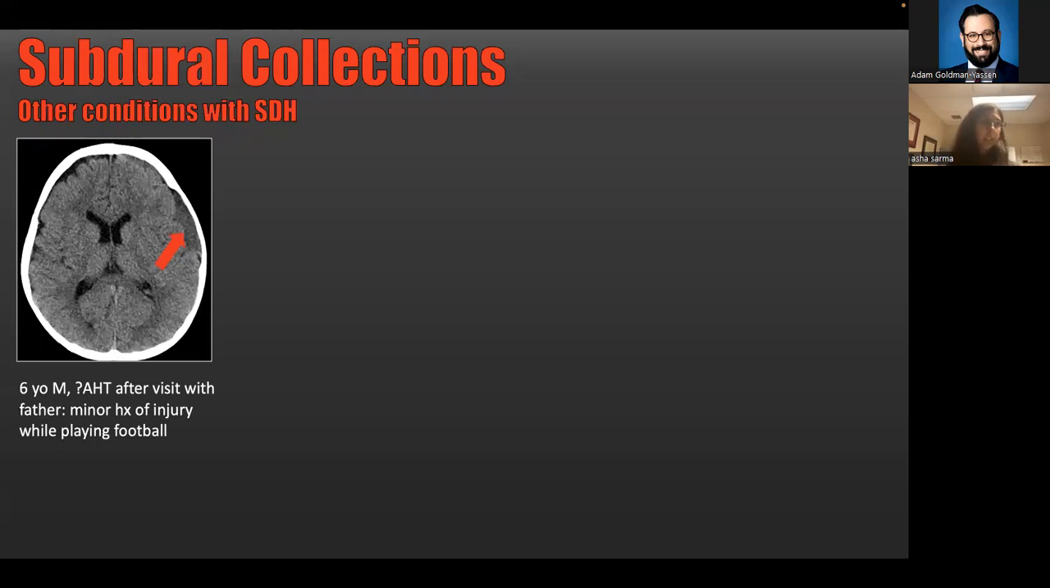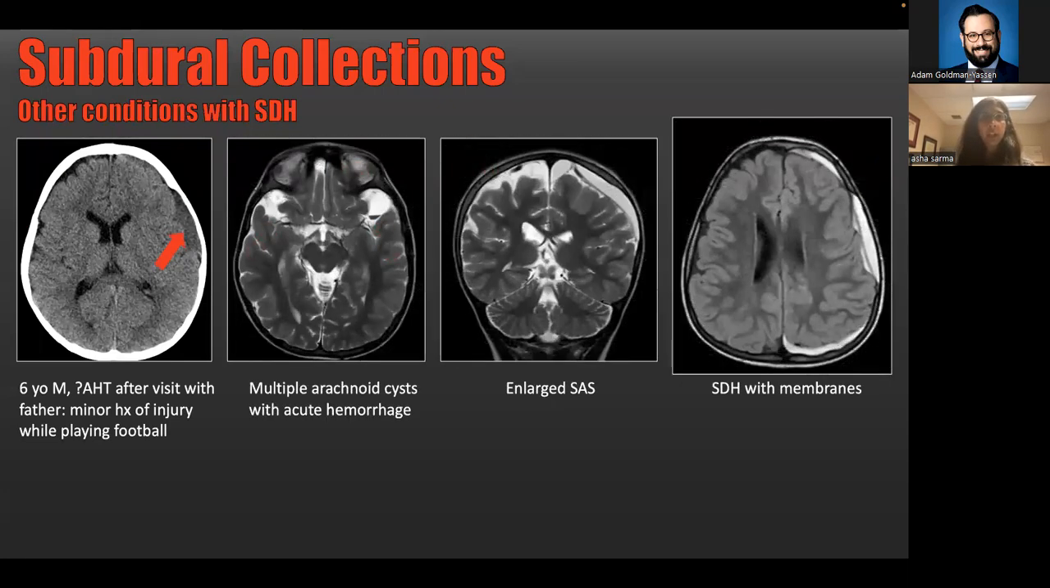This was an interesting case that I saw. So this was a 6-year-old male, and there was a question of abusive head trauma after visiting with his non-custodial parent, who was his father, and there was a minor history of injury while playing football, but nothing to explain a subdural collection. But you can see here, actually, this patient has numerous arachnoid cysts, some of which have hemorrhage in them, and we do see subdural collections complicating arachnoid cysts, even from minor trauma sometimes.